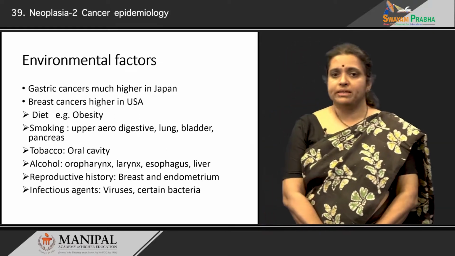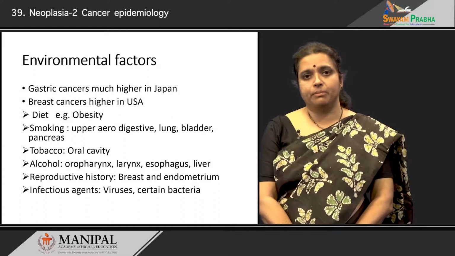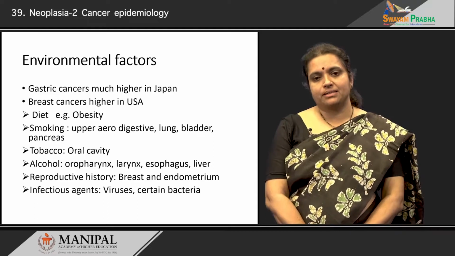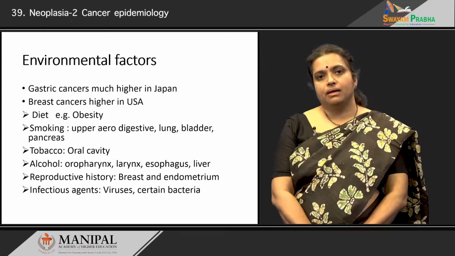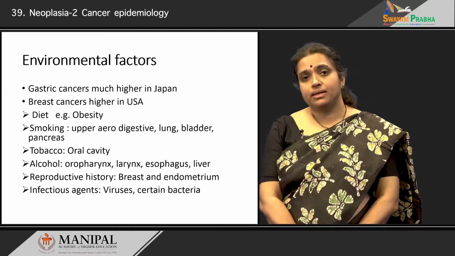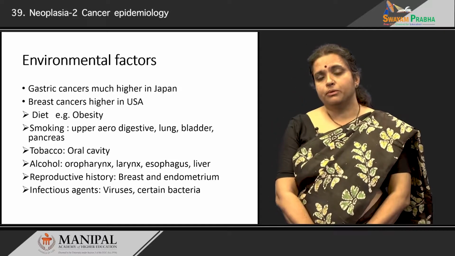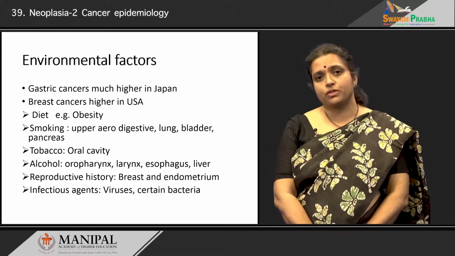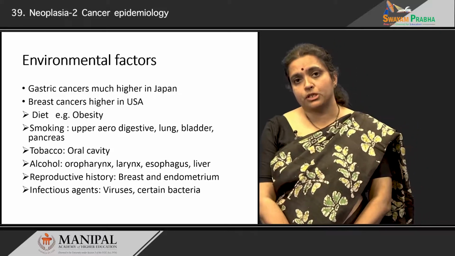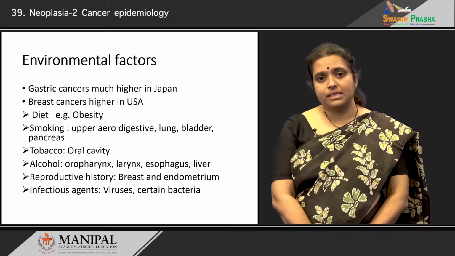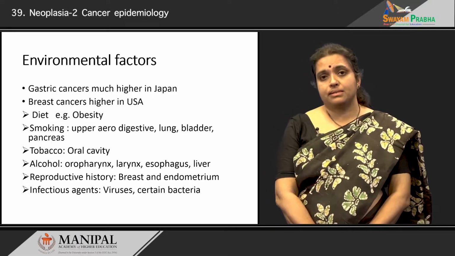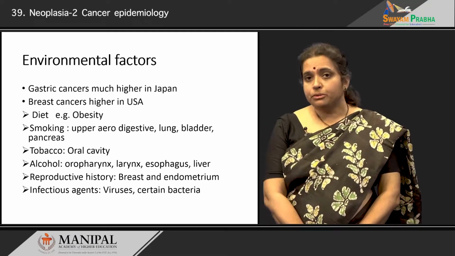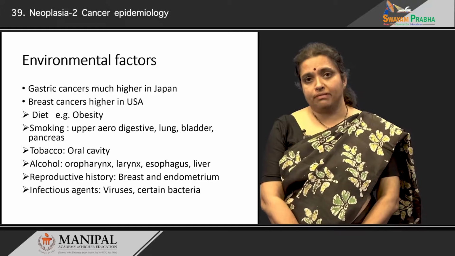So, what are the environmental factors that affect the development of cancer, and how is it different in different countries? Now, it is seen that for some reason gastric cancers are much higher in Japan. This could be due to some of the food habits that are prevalent in that country. There is a high consumption of salted food, high consumption of smoked foods. So, that could be one of the reasons. Whereas breast cancers are very high in the USA and not so much in Japan.